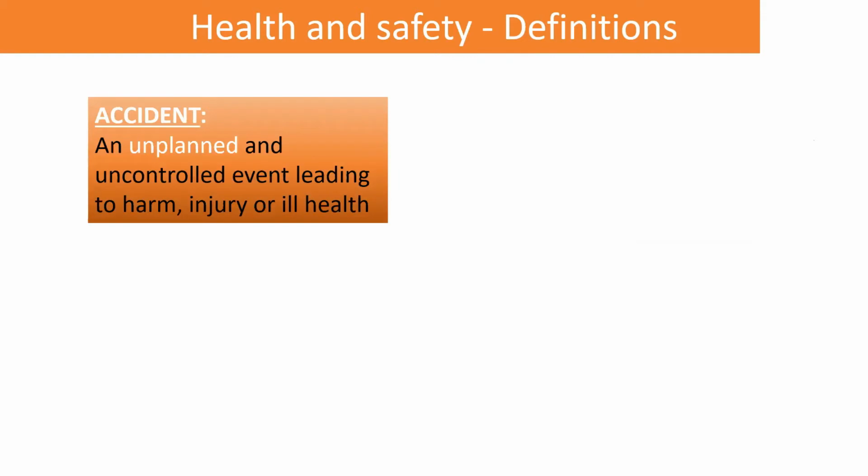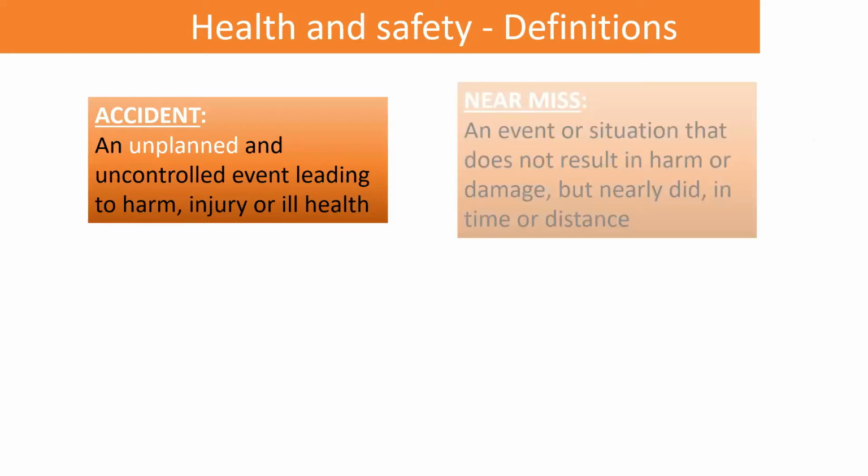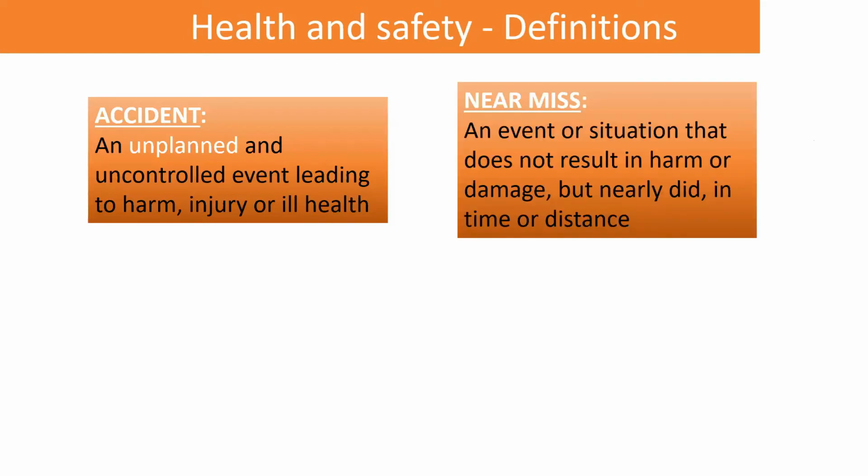Accident then, just to define what an accident is, an unplanned and uncontrolled event leading to harm, injury, or ill health. In other words, something happened, somebody got harmed. And people struggle with identifying the difference between an accident and a near miss. And it generally, in a training situation, takes quite a while for people to be able to give me examples of a near miss. So a near miss is where something happened, but nobody got injured. There was no property damage, nobody got hurt, but they nearly did.